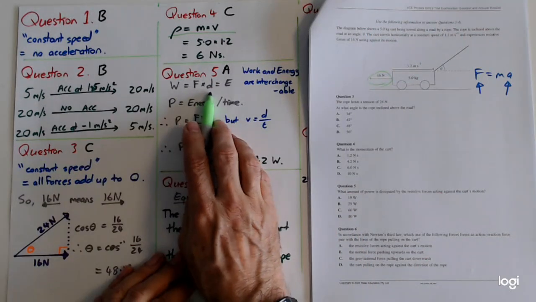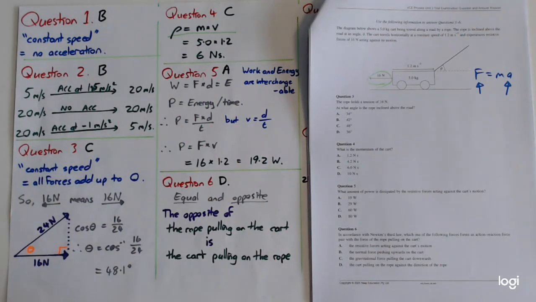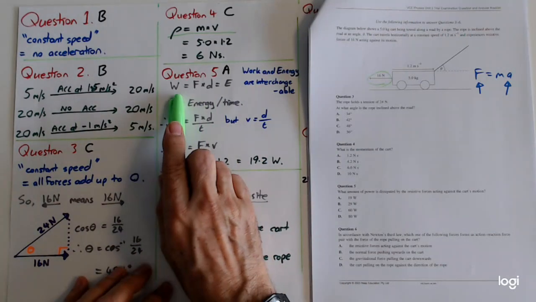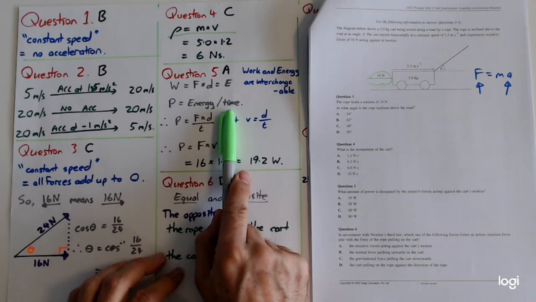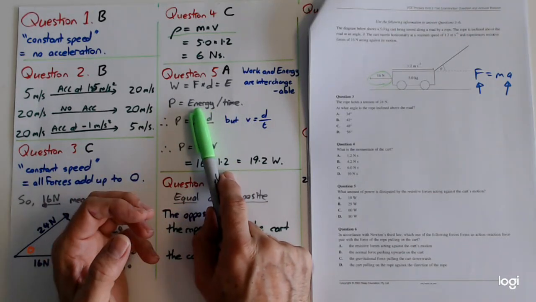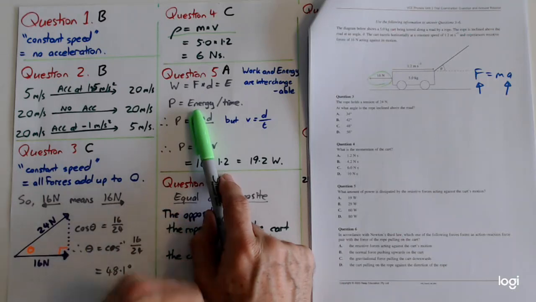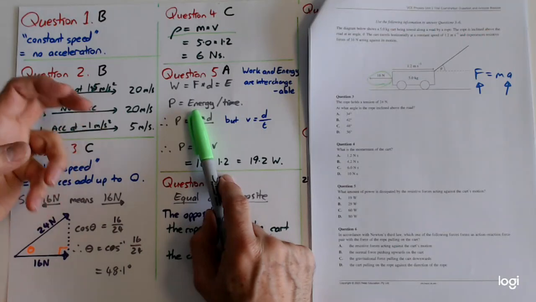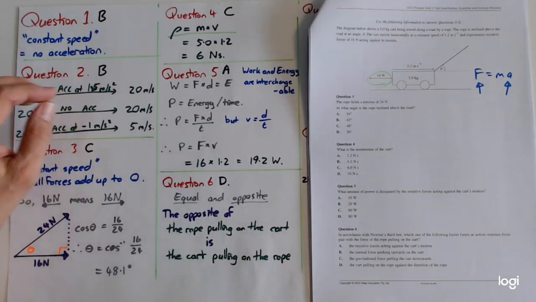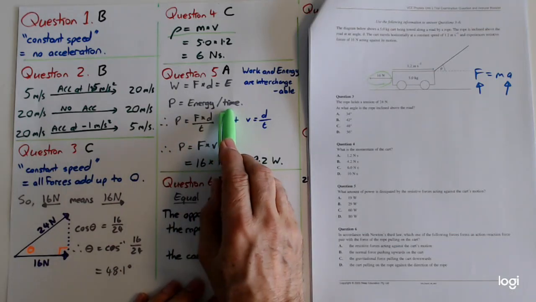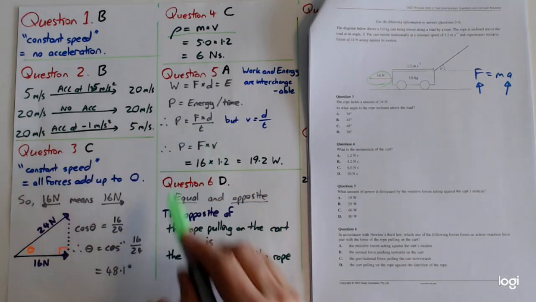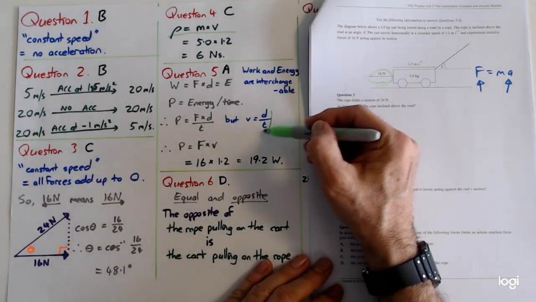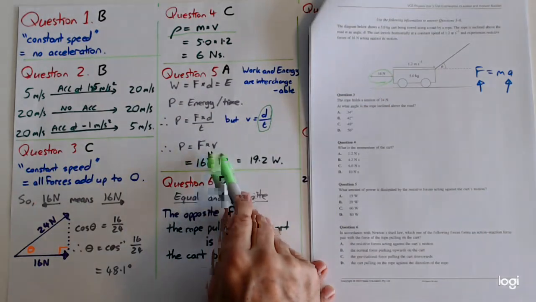Work is the force on something multiplied by the distance that it moved. However, power, which is what this was asking for, is how much energy you use per second. Power is how fast you can use energy. A more powerful motor can get you both the same amount of work, but one of them does it faster. So this is energy on time, but energy is force times distance. So power is force times distance on time, and velocity is distance over time. So power is force times velocity.